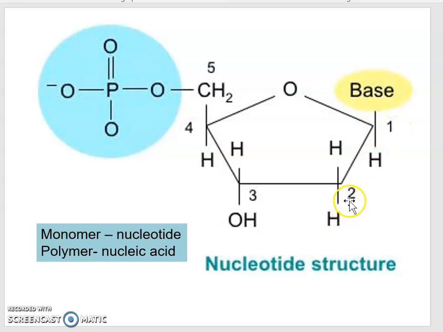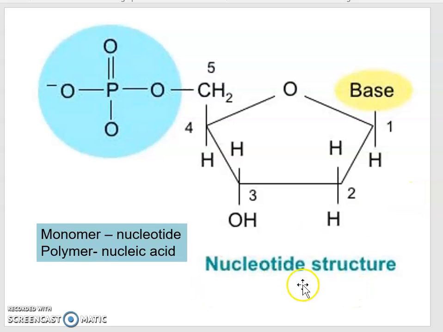Now these numbers 1, 2, etc. are referring to the carbons. By convention, carbon number 1 is here, carbon number 2, carbon number 3, 4, and carbon number 5 projects outwards, and then we've got this covalent bond to the phosphate group here. Carbon number 1, we've got a covalent bond to a base structure here.